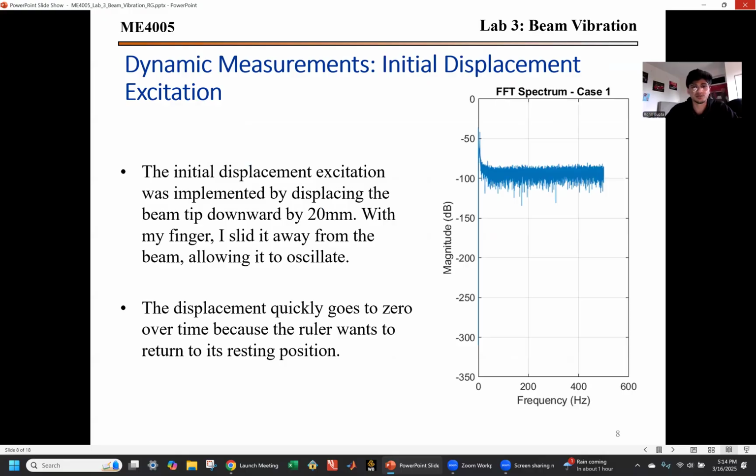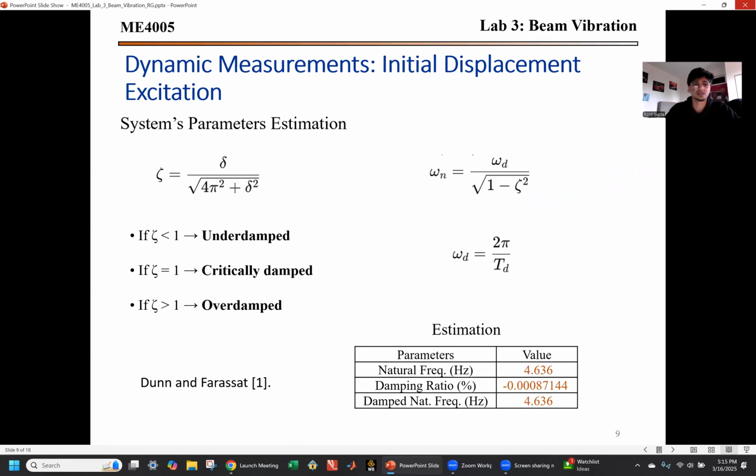For the dynamic measurements for the initial displacement excitation, the initial displacement was implemented by displacing the beam tip downward by 20 millimeters. With my finger, I slid away from the beam, allowing it to oscillate. The displacement quickly goes to zero over time because the ruler wants to return to its resting position, as you can see here in the data. The steady state peak is around negative 75 decibels.